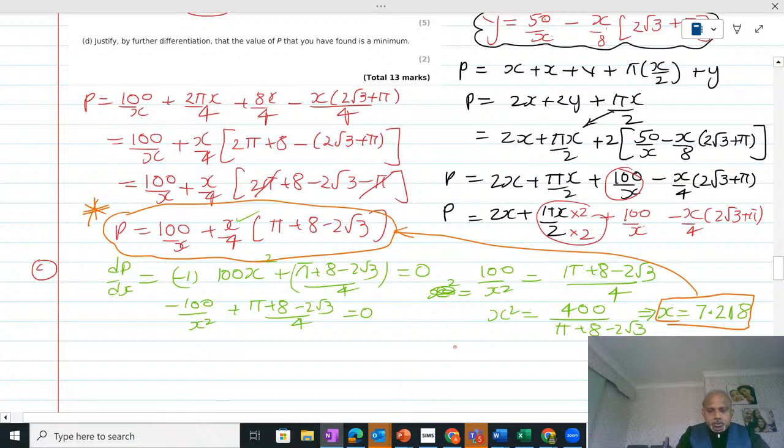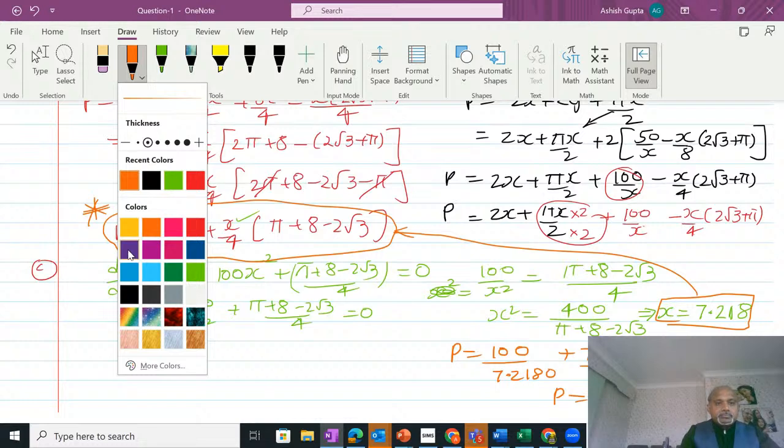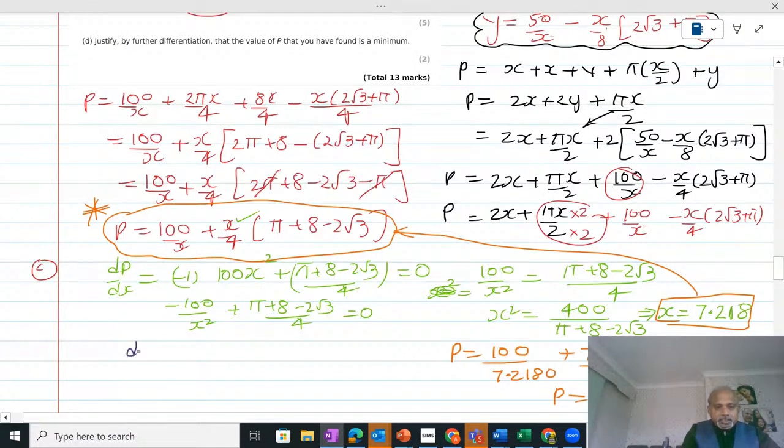So once you put it, p will be 100 divided by 7.2180. Again, we are going for decimal 4 places, and it should be 7.2180 over 4 times pi plus 8 minus 2 root 3. So p will be 27.70. Okay, so this is the p value. Remember, we need to find whether it is minimum or maximum. So for minimum and maximum, we need to go for the second differentiation. So d2p over dx2.